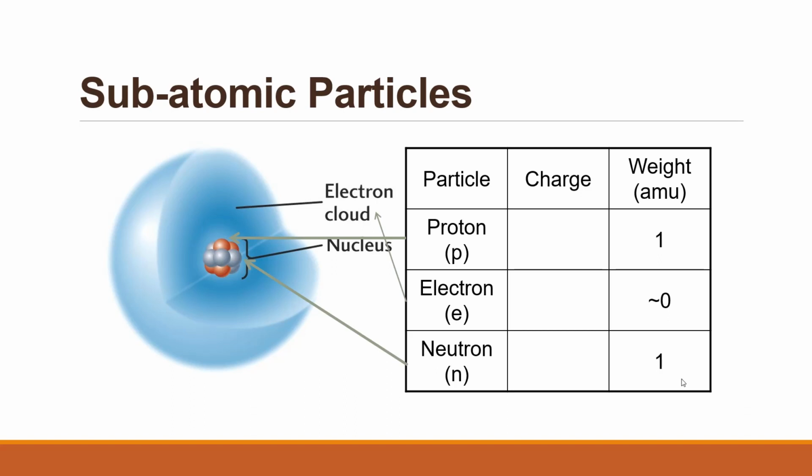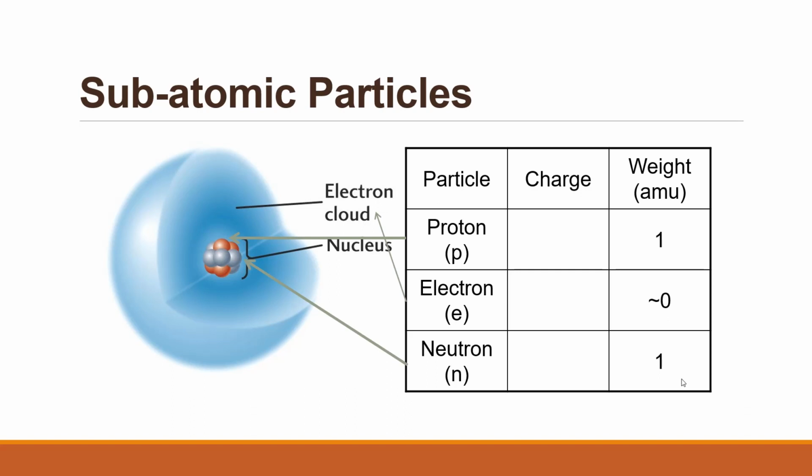So the number of neutrons can vary, and that will change the weight of the element. This is what we call an isotope, where we have a different number of neutrons, so we're changing the weight. Electrons are not important for weight. They are important for bonding because of the charge.